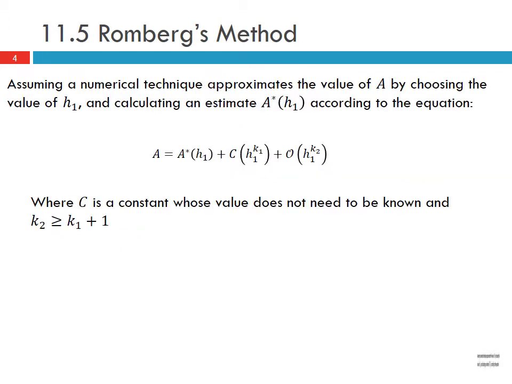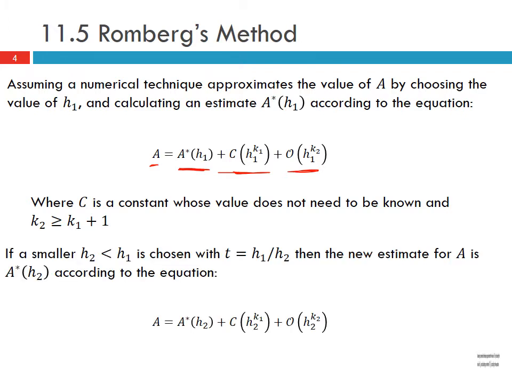So let's assume we have a quantity A, and we're going to use a numerical technique to approximate the value of A by choosing the value of h1 and calculating an estimate, which is denoted A star as a function of h1, according to the equation here. So A is the quantity we're interested in, A star of h1 is our estimate, and the difference between the estimate and the actual value is given by this error term, which is a constant times h1 to the power K1 plus some other term, another constant, directly proportional to h1 to the power K2. So C is a constant whose value does not need to be known, and here K2 is greater than or equal to K1 plus 1. So K2 is larger than K1.